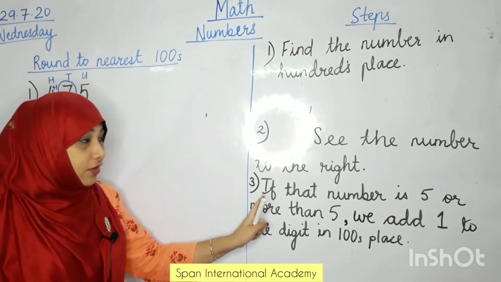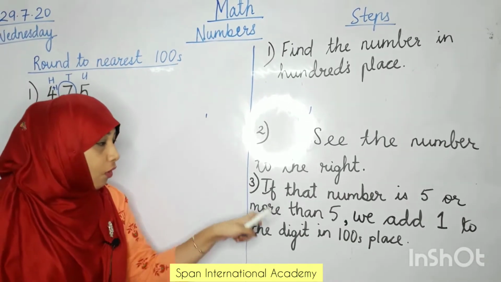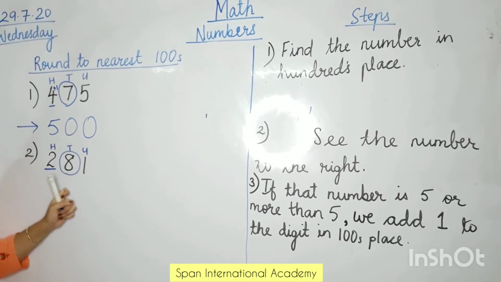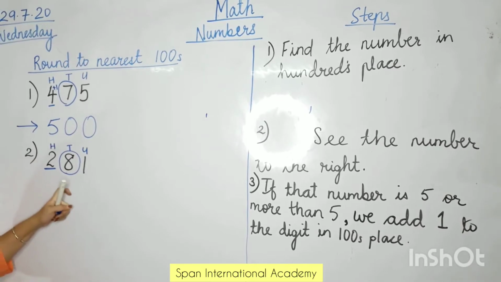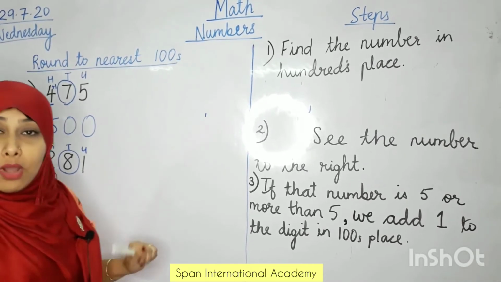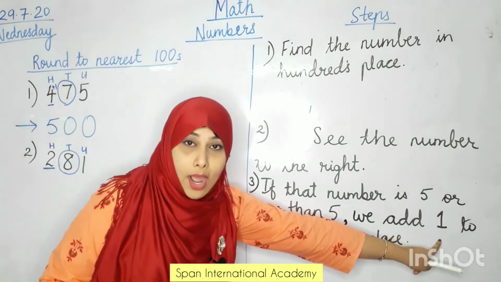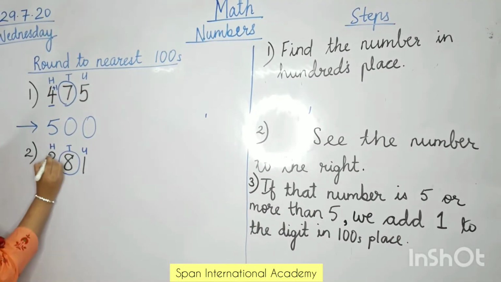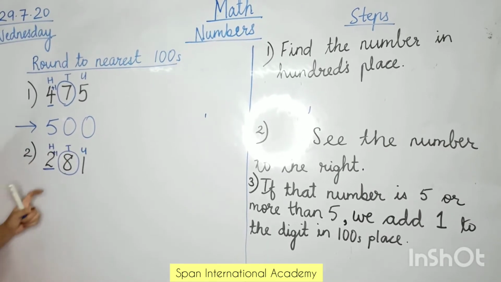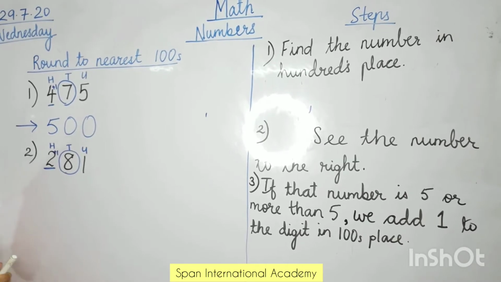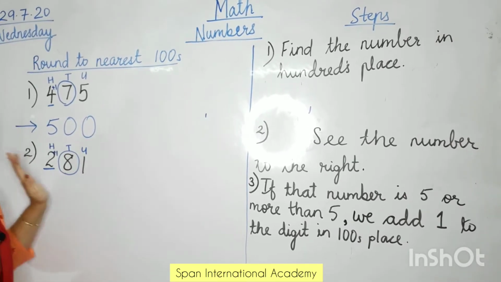It tells if that number is 5 or more than 5. Check. Number 8 is 5 or more than 5? Yes, it is 8. So it is more than 5. Then what do we do? We add 1 to the digit in hundreds place. Now when I do that, my 3 steps are complete.